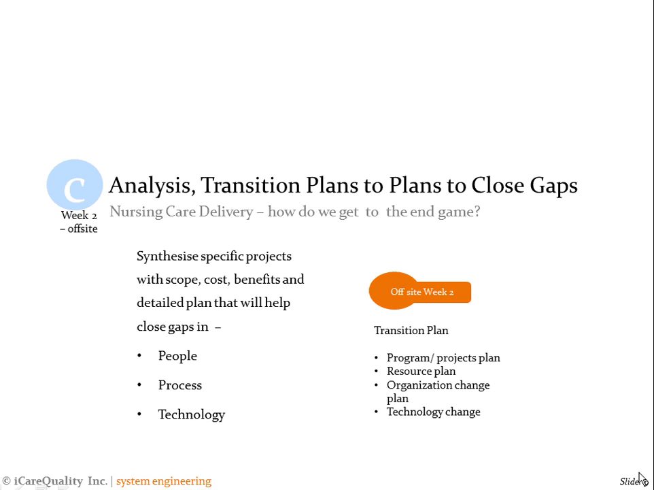Often week 2 work takes place off-site. During this week, we do a deep analysis of all the data collected from the people, process, and technology point of view, and understand the current culture and how much change can be accepted. Based on that, we create a transition plan. We create a project plan and program plan. What resources will be required? What will the organization change management look like? What will the technology changes look like? We end up with a reasonable understanding of what the transition plan to close the gaps in the current nursing care delivery model would look like.